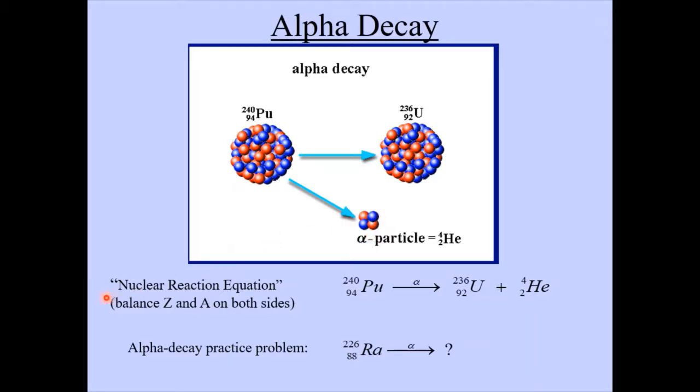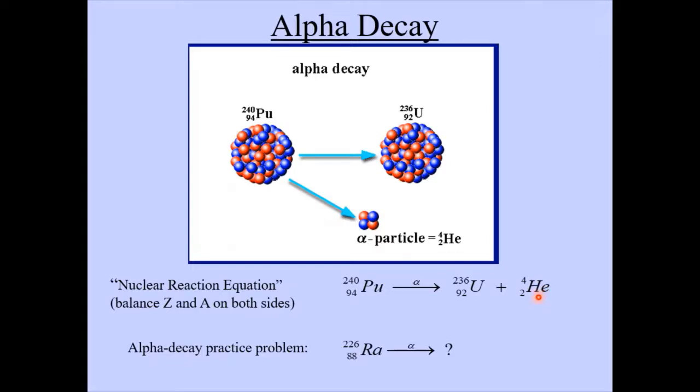So the nuclear reaction equation can be written as follows. This is a picture showing what's going on, but here's the way we can write this as a reaction equation. On the left side is what we start with. We have plutonium-240, and it undergoes an alpha decay. This arrow with a little alpha up there indicates we're undergoing a decay. And what we're left with are these 2 isotopes here. We have uranium-236 and we have helium. This is our alpha particle, of course.